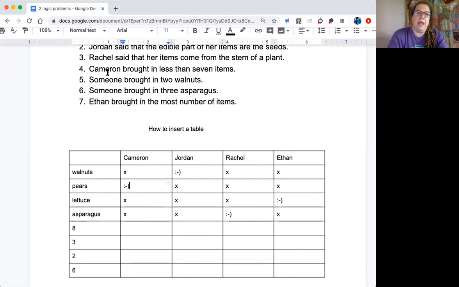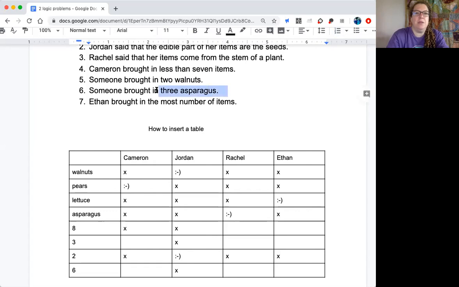So it says Cameron brought in less than 7 items. All right, think about that before I do. We can cross out the 8. Less than 7. That's all we know. We don't know anything else yet. Someone brought in 2 walnuts. Oh, well, we know who has walnuts. Let's see, Jordan. So Jordan has 2. Aha, now we can do the cross out trick. Cross out any of the other numbers because Jordan has 2. And cross out 2 because Jordan's the only one with 2.